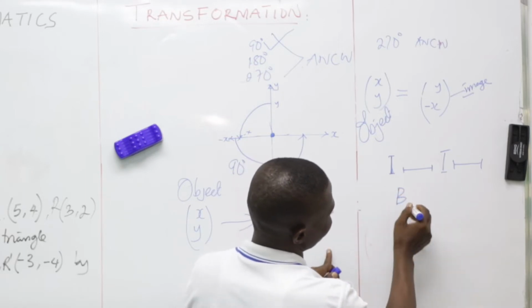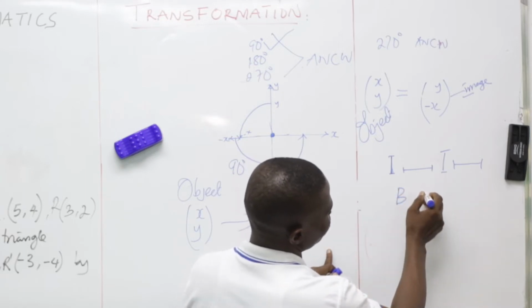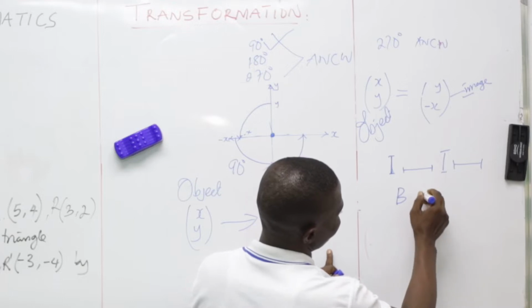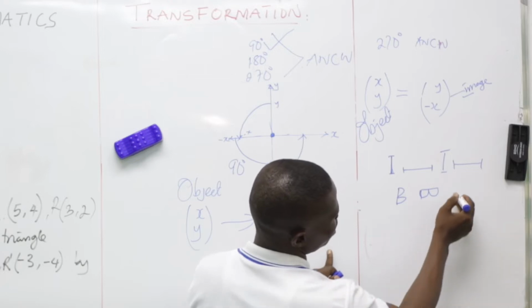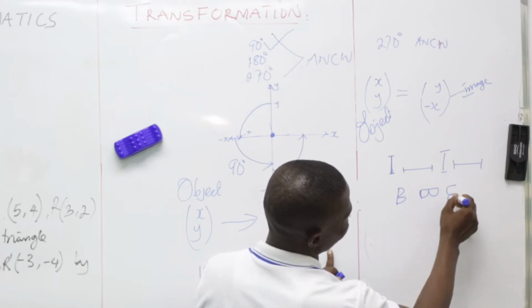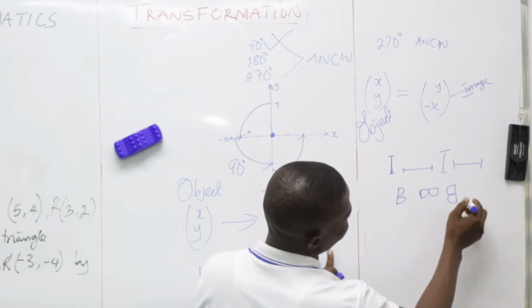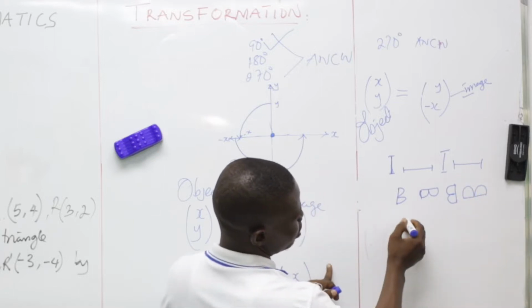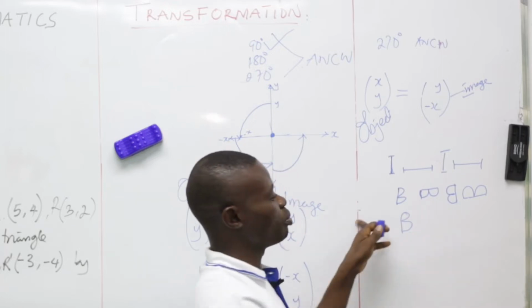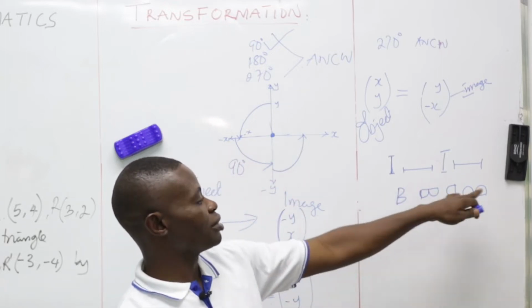Likewise, B. If you rotate B now, it will go like this. Rotate it again. Then rotate it again. Rotate it again. It's come back to its normal position. Can you see the rotation?